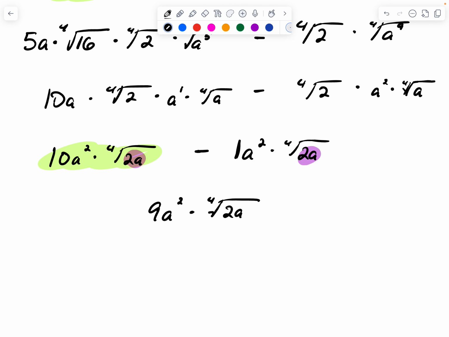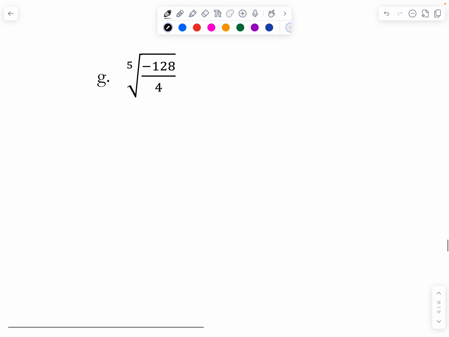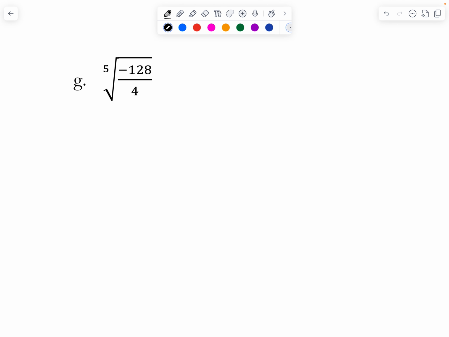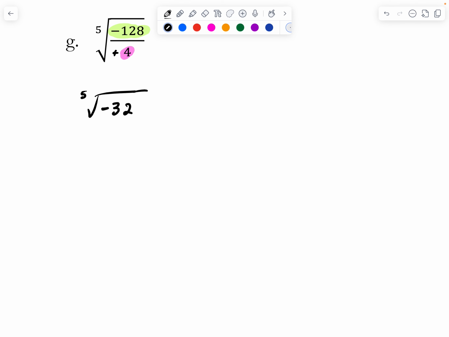Okay, let's do G. All right, G, the way you can do this is you can split them up into separate radicals if you want, but I actually recognize that negative 128 can be divided by 4, right? 4 goes into 12 3 times, and 4 goes into 8 twice, and it's just a negative divided by a positive is a negative. And I know the 5th root of 32 is 2, so the 5th root of negative 32 is negative 2.